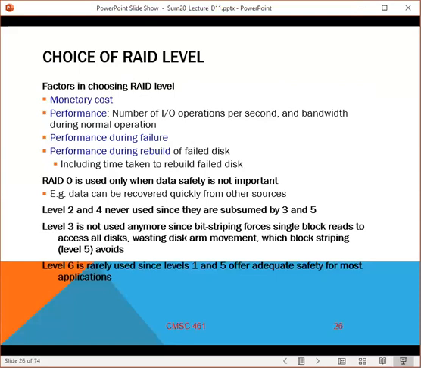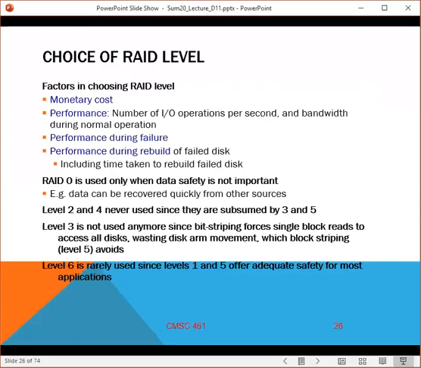RAID 0 is used only when data safety isn't important, typically on home PCs. Levels 2 and 4 have been replaced by 3 and 5, so they aren't used as much anymore. Level 3 is not used since bit striping forces single block reads to access all disks, and that wastes your disk arm movement. And then level 5, which uses block striping, avoids that wasted disk arm movement.